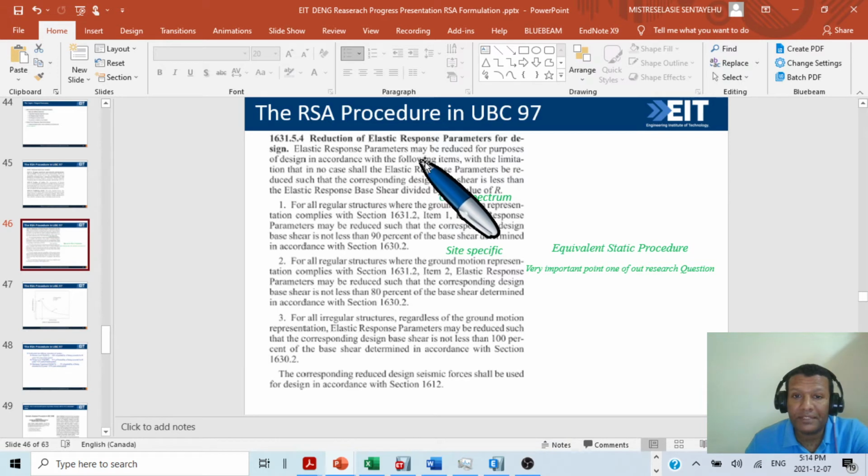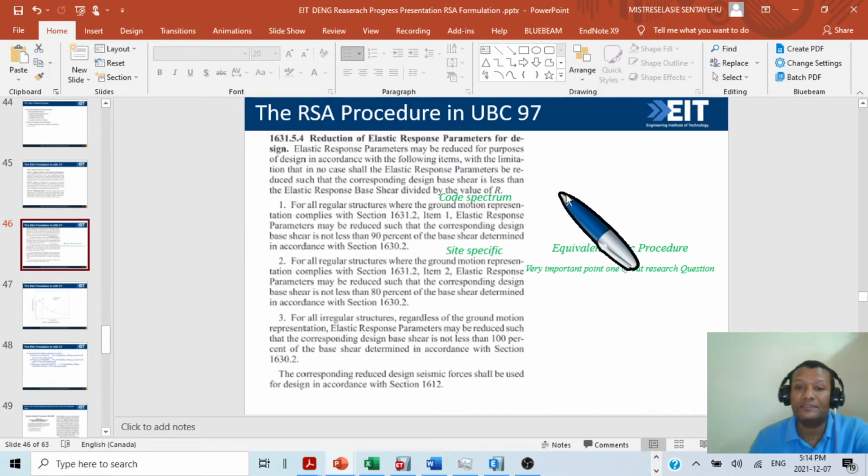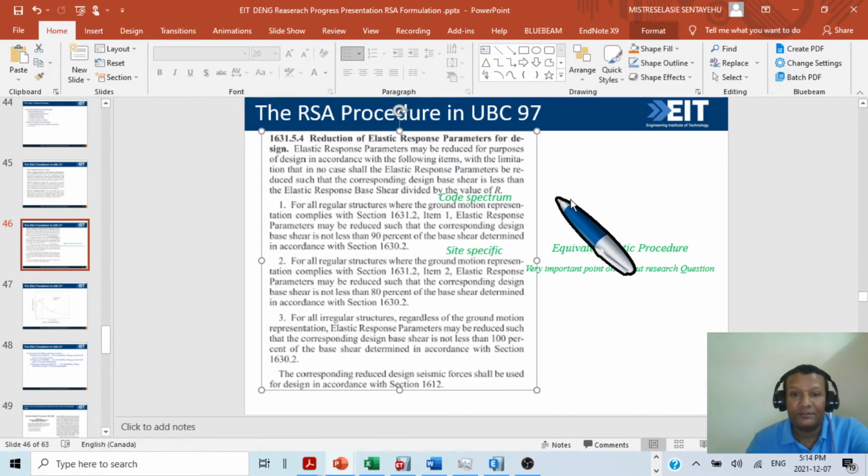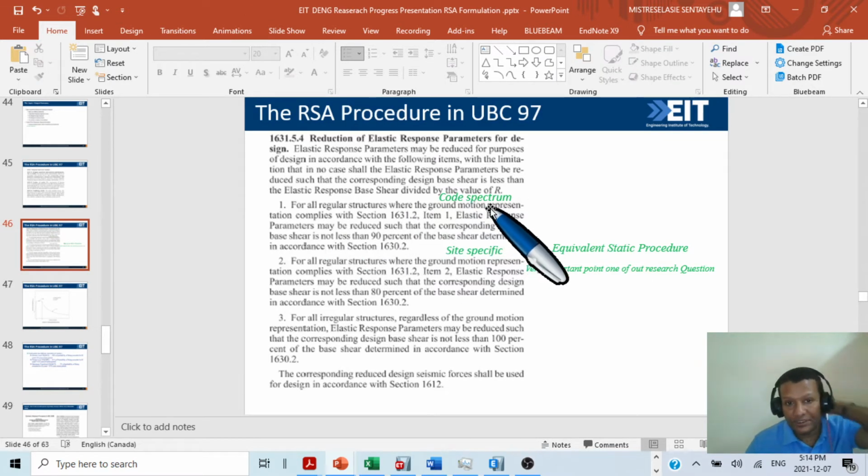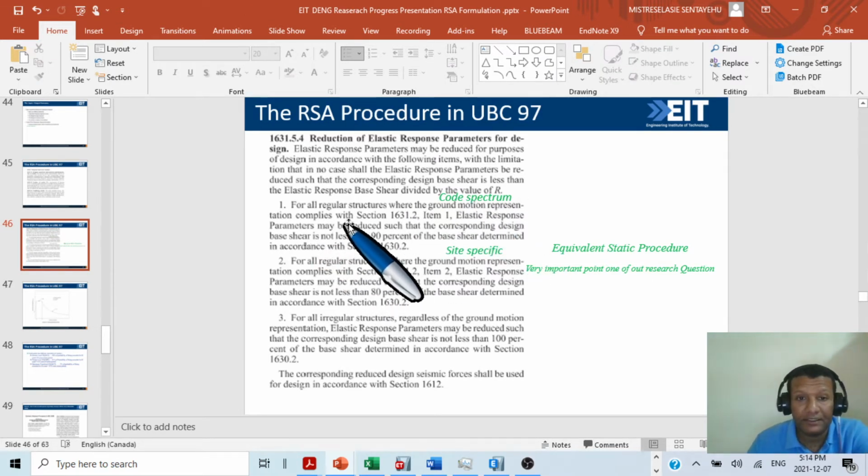reduction of elastic response parameter for design. Elastic response parameter may be reduced for purposes of design in accordance with the following item, with the limitation that in no case shall the elastic response parameter be reduced such that the corresponding design base shear is less than the elastic response base shear divided by the value of R. So this is for the code spectrum, for all regular structures where the ground motion representation complies with this section. This is for the code spectrum.